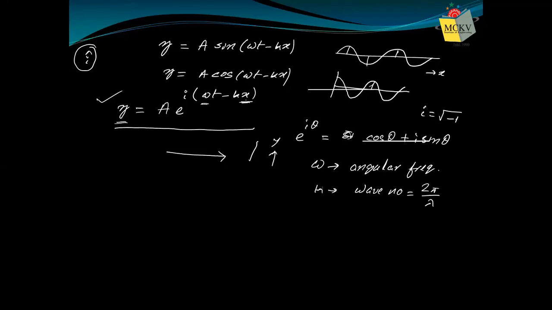Now the problem comes here. For simplicity, we always say the wave is propagating along x direction, wave is propagating along y direction, wave is propagating along z direction. So that here we can write omega t minus k.